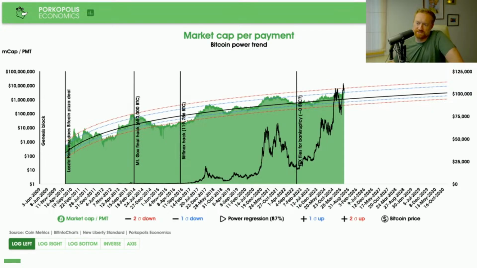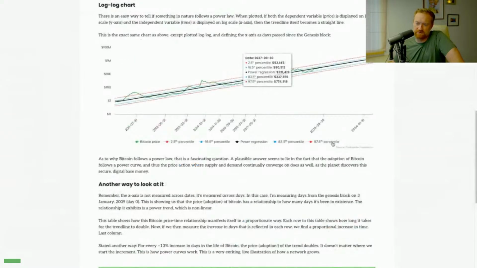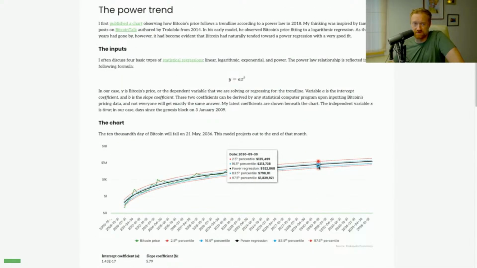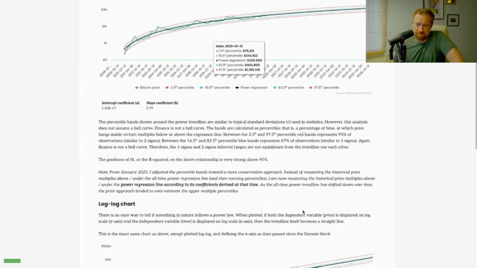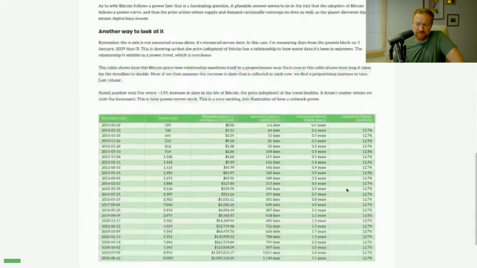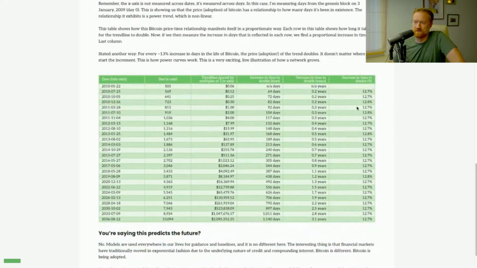And then there's another interesting analysis we can make here, which again, I've done. The difference between power curves and exponential curves is that Bitcoin moves proportionately. Exponential curves move constantly. Okay, and I'll show you an exponential curve here in a second. But this is proportionate growth. And then how do I describe that proportionate growth? Right here, another way to look at it. Look at this, this last column in this table on my website.